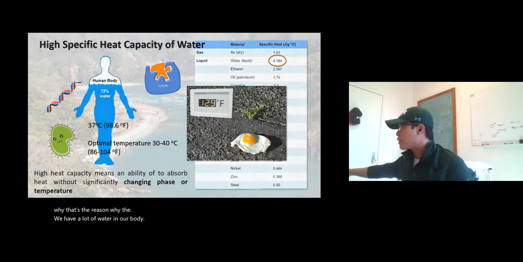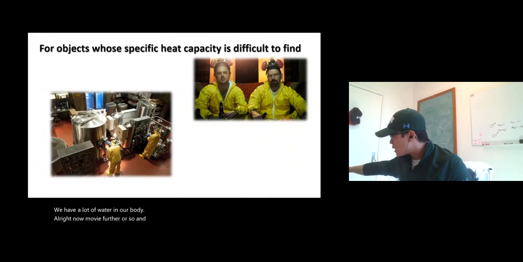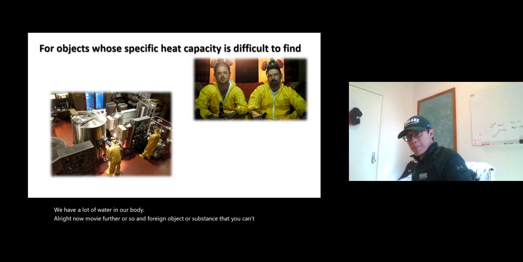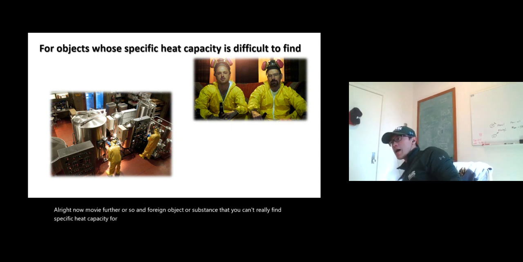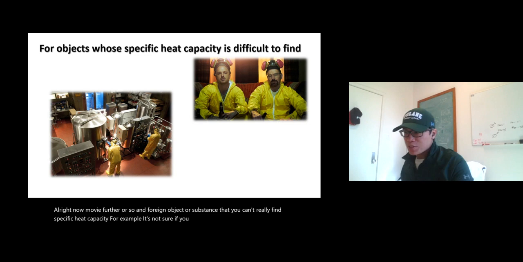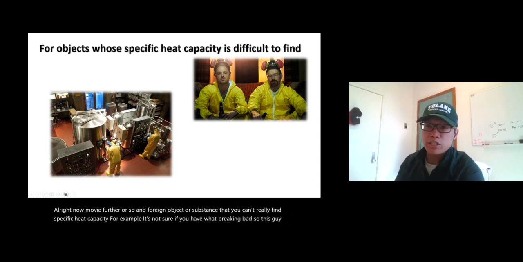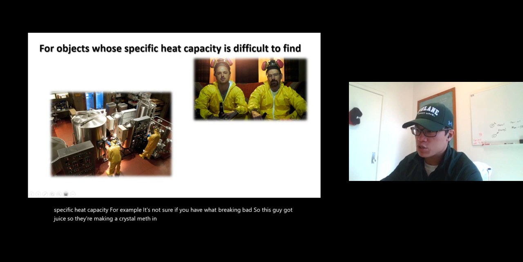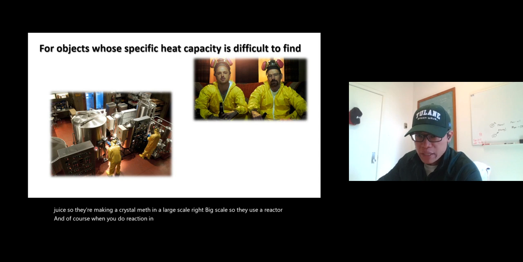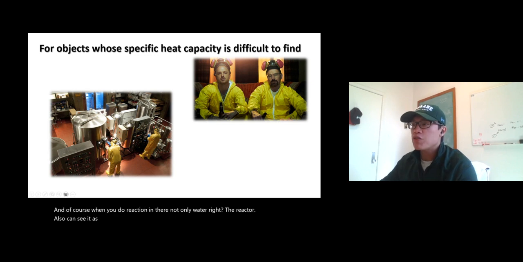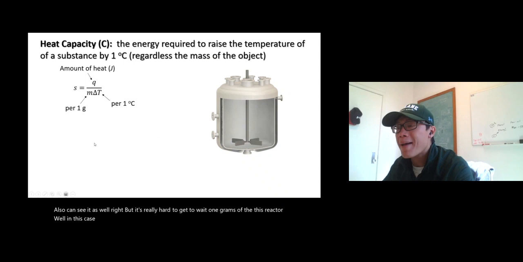All right, now moving further. For an object or substance where you can't really find the specific heat capacity, for example, not sure if you have watched Breaking Bad, the guy was making crystal meth on a large scale, right? Big scale, so they use a reactor. And of course, when you do a reaction in there, not only the water, the reactor also gains heat as well, right? But it's really hard to weigh 1 gram of this reactor. Well, in this case, we're going to use the heat capacity.